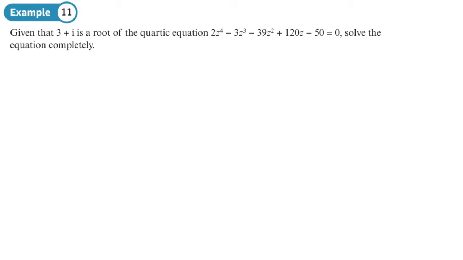Okay, given that 3 plus i is a root, solve that quartic and solve completely. So if one root is 3 plus i, the other is 3 minus i, because they come in these conjugate pairs.